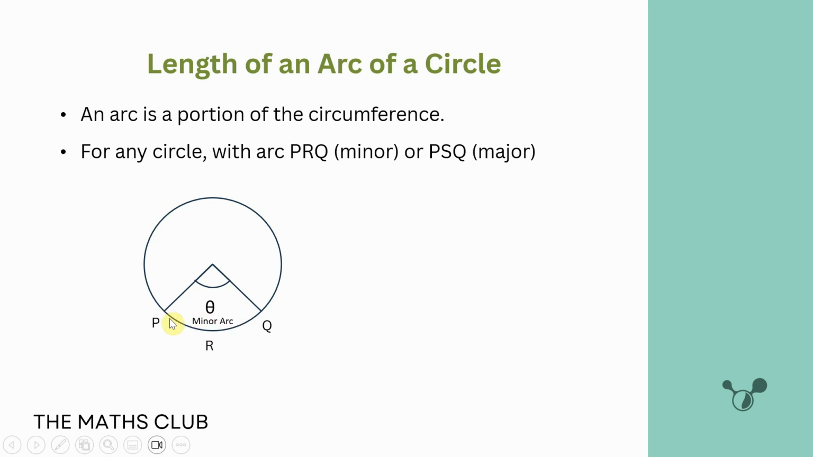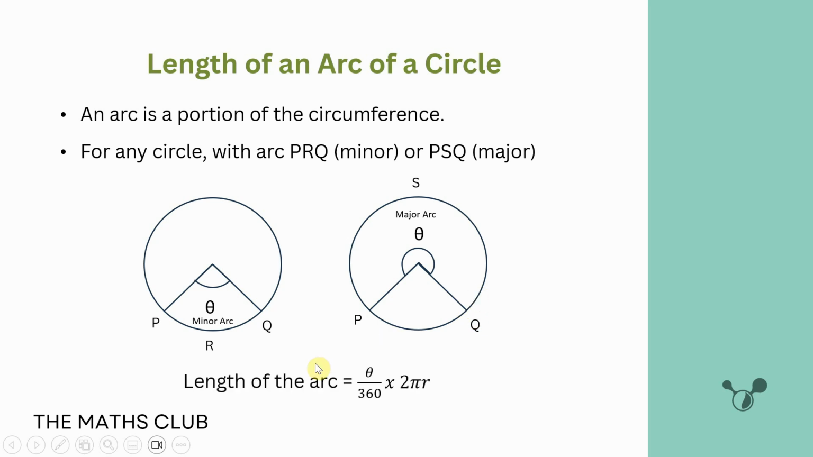So it is the minor arc, and this one outside here is the major arc, just like you can see here. This outward one is the major arc. So it says for any circle with arc PRQ, PRQ is the minor arc, and PSQ is the major arc, right? We can find the length of arc to be theta over 360 times 2 pi r.